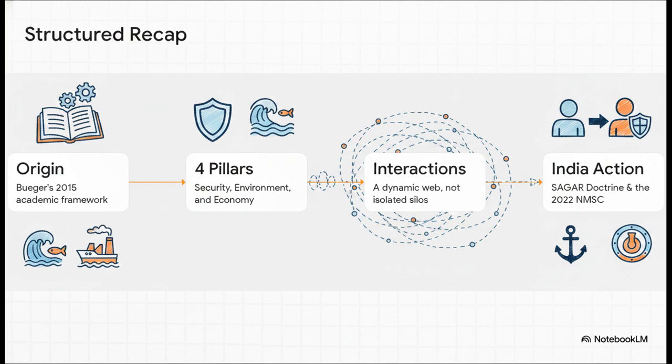First, we established our origin, Christian Bulger's 2015 Matrix of Maritime Security, which is the definitive academic blueprint. Second, we strictly defined the 4 pillars: national security, which is state sovereignty and defense; human security, protecting individuals from non-state threats; marine environment, protecting ocean health and biodiversity; and economic development, which is the blue economy and lawful resource use. Third, we learned that the analytical core of this framework is pillar interactions, meaning they operate as a connected web, not isolated silos. And fourth, we looked at India as a live illustration, noting how the 2015 Sagar Doctrine conceptually fused security and growth. This eventually required the creation of the National Maritime Security Coordinator in 2022 to fix the real-world institutional fragmentation.